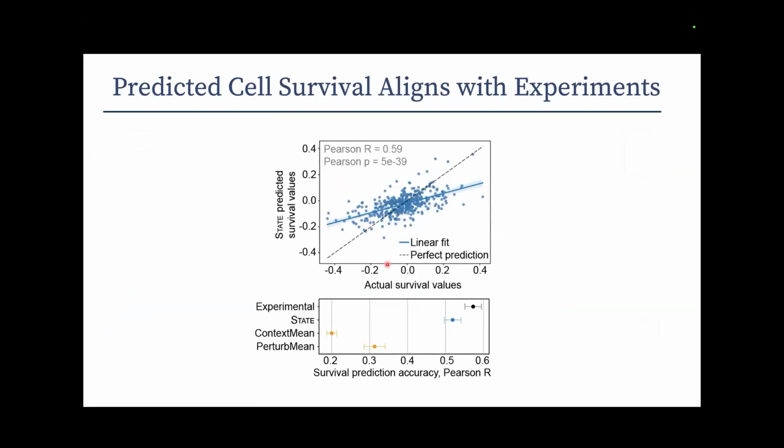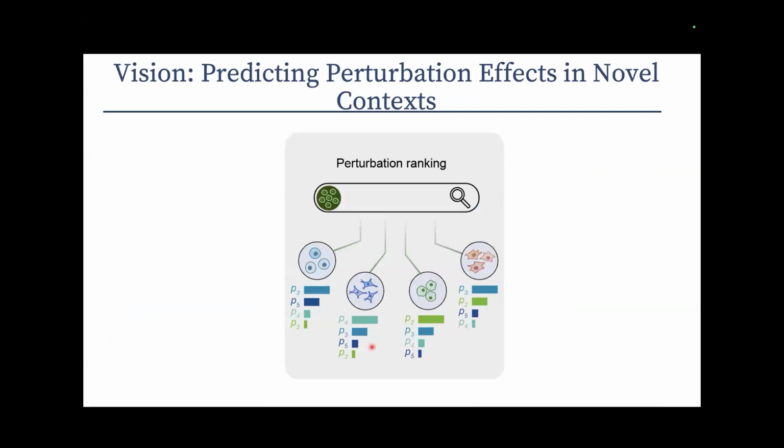So some more examples of the model's predictive use. Here, essentially, we're looking at State's predicted values for cell survival, and we compare that to actual values. And again, we see that the performance of our model is better than if you were to use different kinds of mean baselines. All right, I'll pause there. Any questions before I move on? Okay, cool.